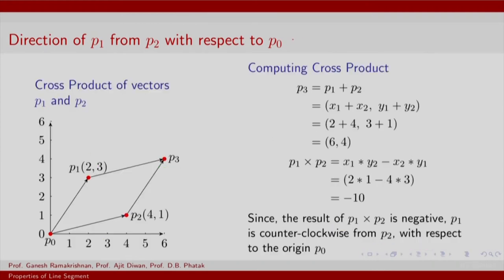So, continuing with the same example where we assume that P0 is the origin, the cross product is computed as follows. P1 cross P2 is x1 into y2 minus x2 into y1, and for this specific example P2 is (4, 1), P1 is (2, 3), and this cross product is minus 10. Since the result P1 cross P2 is negative, we have verified that P1 is counterclockwise from P2 with respect to the origin P0. One can immediately see that P2 cross P1 is plus 10 and therefore, P2 is clockwise from P1 with respect to the origin P0.